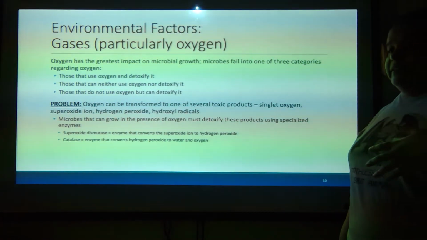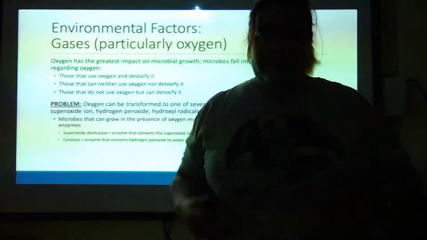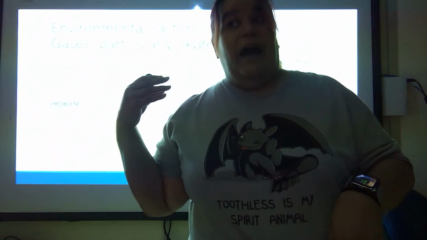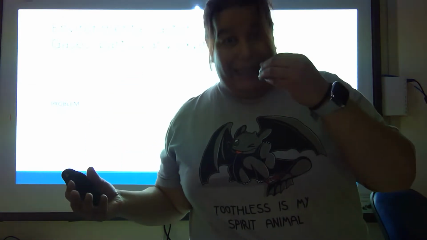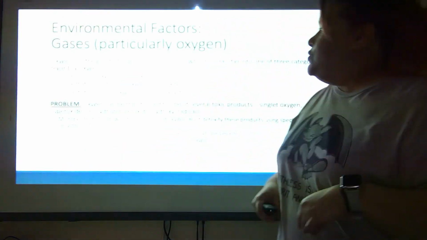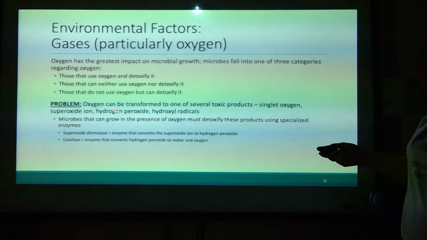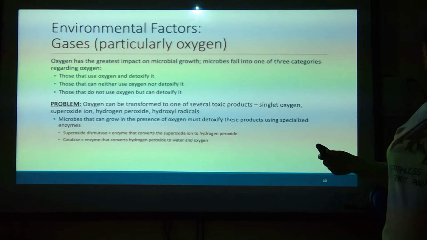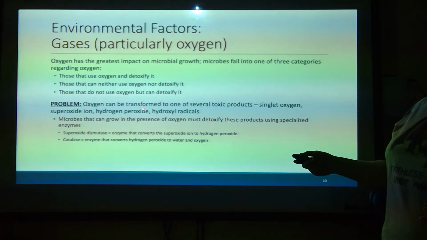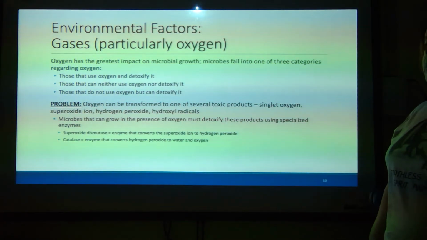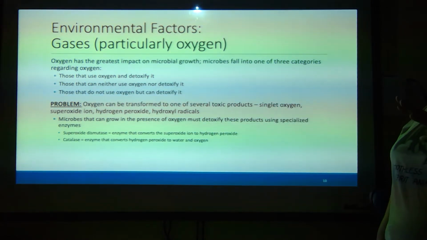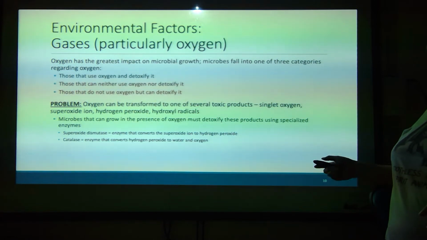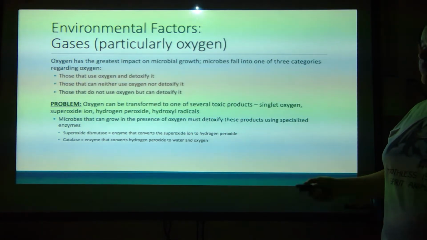So I've got, I need it, I need to be able to use it. I don't need it, but it's okay because it's not going to hurt me. And I don't need it and it can kill me, okay? So the problem: oxygen can be transformed into one of several toxic byproducts. Singlet oxygen, superoxide ions, hydrogen peroxide, hydroxyl radicals. Microbes that can grow in the presence of oxygen actually have to detoxify all of these products using special enzymes.